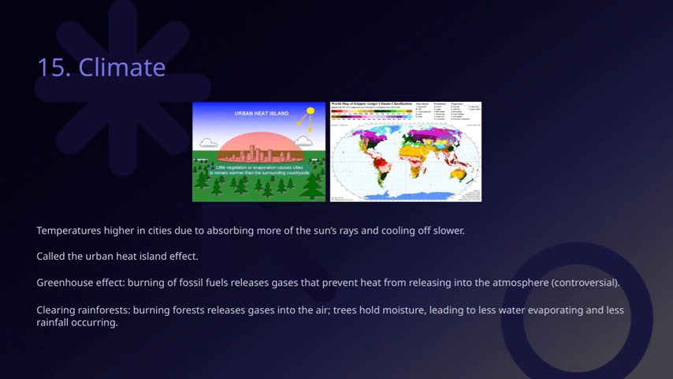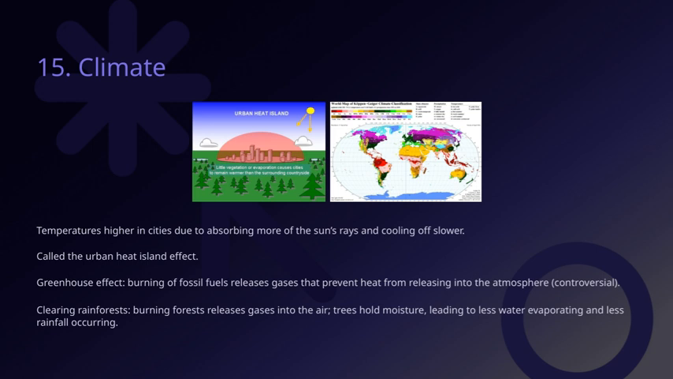Now, moving to the greenhouse effect. Burning fossil fuels releases gases like carbon dioxide that trap heat in our atmosphere. This is often called the greenhouse effect, and while it's a bit controversial, the core idea is that these gases prevent heat from escaping back into space, leading to global warming.